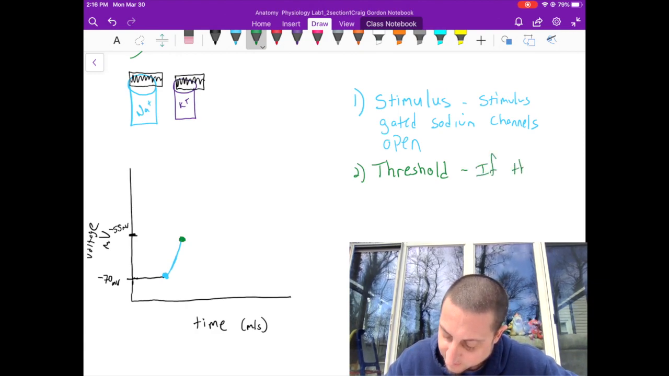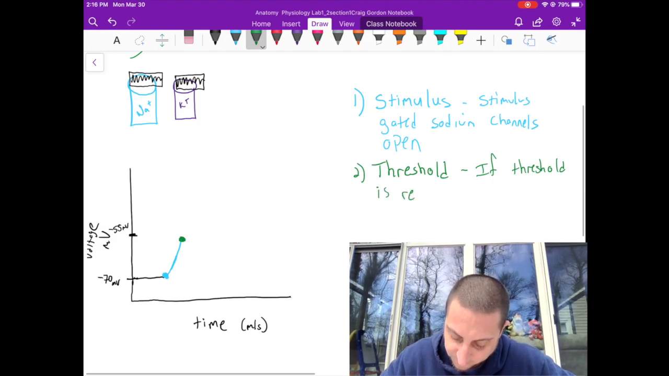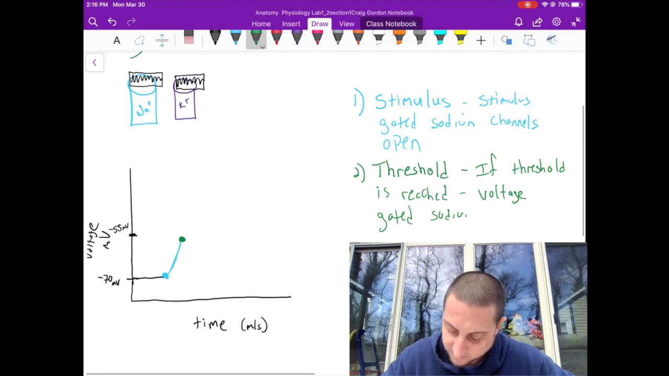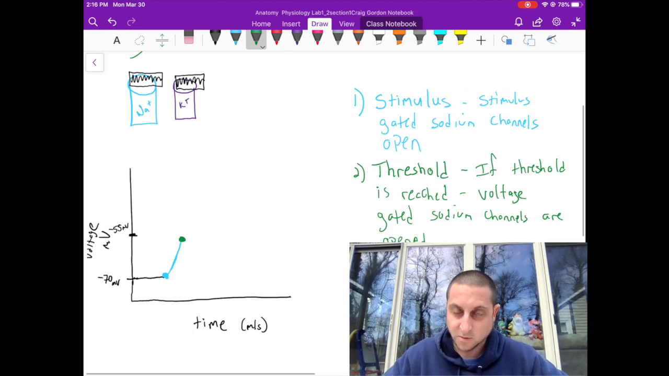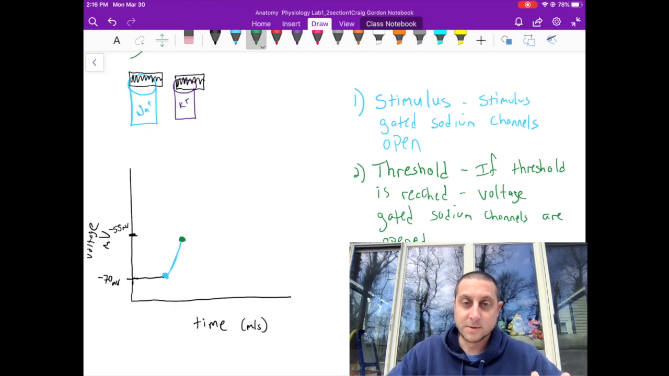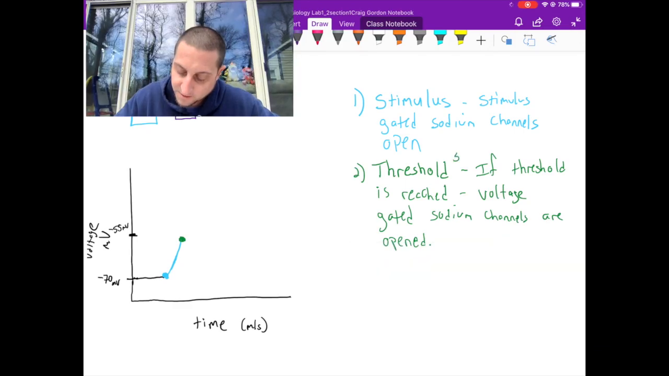If the threshold is reached, voltage-gated sodium channels are opened. And this causes the neuron to become more positive. And threshold, by the way, is negative 55 millivolts.